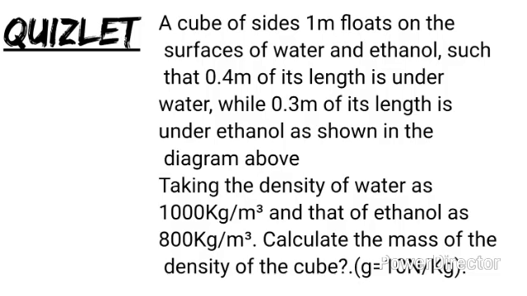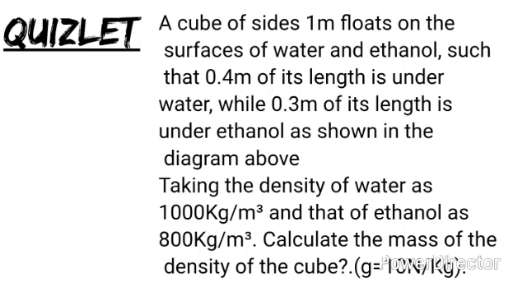Now, from the diagram, we have a cube of side 1 meter. This cube floats on the surface of two liquids, one being water and the second one being ethanol. On water, the depth that is underwater is 0.4 meter, while for ethanol it is 0.3. We've been given the density of water as 1,000 and that of ethanol as 800, and the gravity as 10. We've been asked the density of that particular cube.